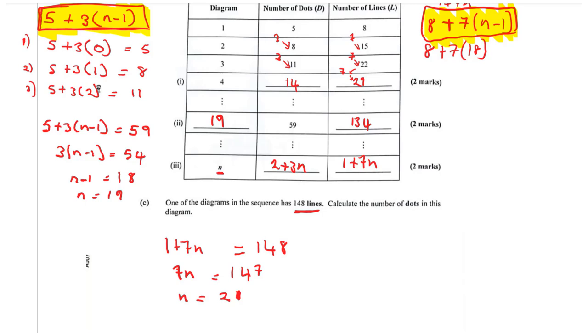Associated with 148 lines, but the question is asking for the number of dots. Now, our formula for the number of dots is going to be 2 plus 3n. So this is dots, and this is lines. Now, what is the number of dots? So we're going to use our 21 we got here. So we're going to say 2 plus 3.